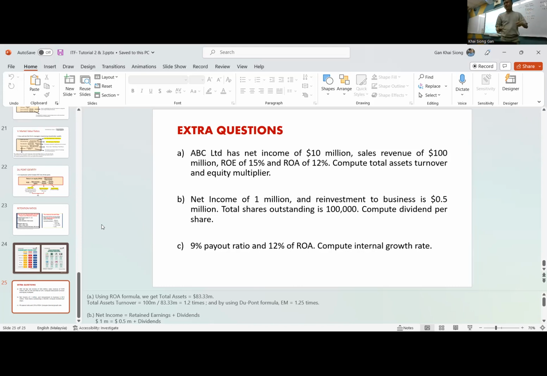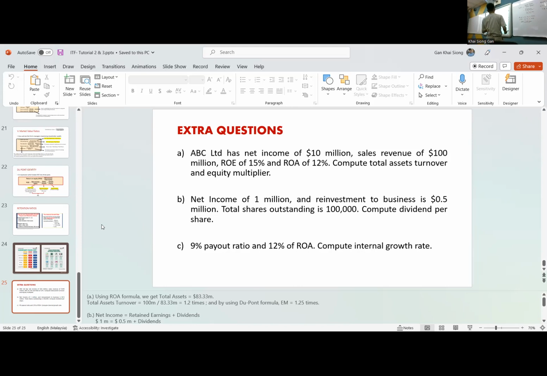Check, what do you get? You all really will do or not? So at the end you get 1.2 times. Okay, and this one, what do you get? 1.25 times. Okay, settle. Question A.